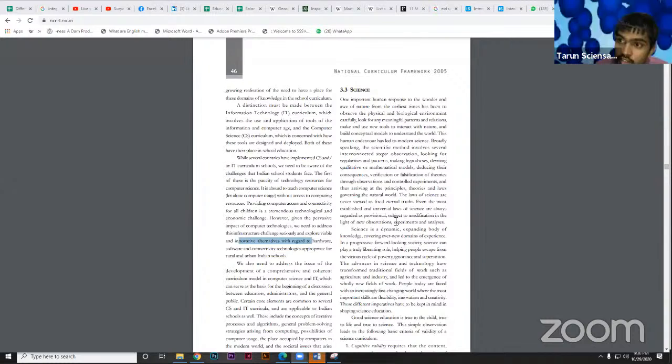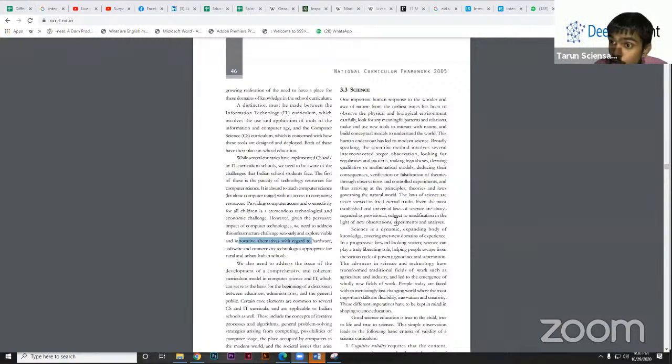Controlled experiments, that is all the variables and the overall environment is under a certain framework so that I can make certain observations. The laws of science, for example, the trials, right? COVID trials which are happening for vaccine, that would be a controlled experiment. The laws of science are never viewed as fixed eternal truth. Complete opposite of what we study in school, no?